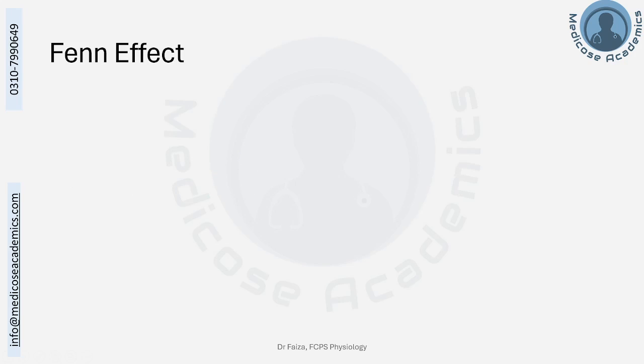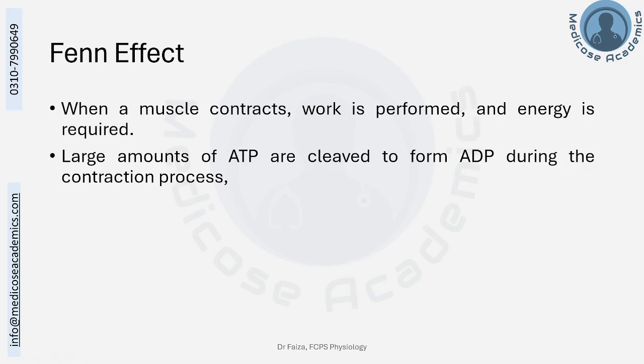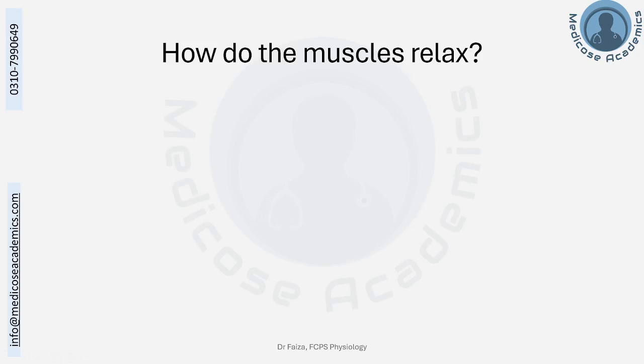Another related aspect, the Fenn effect. When a muscle contracts, work is performed, energy is required, which is provided by ATP. The more the work performed, the more the ATP is used, and the more the speed and strength of contraction is developed. And this relationship is known as the Fenn effect, F-E-N-N. So that's all about the mechanics of muscle contraction. And now we will have a quick look at how the muscles relax.